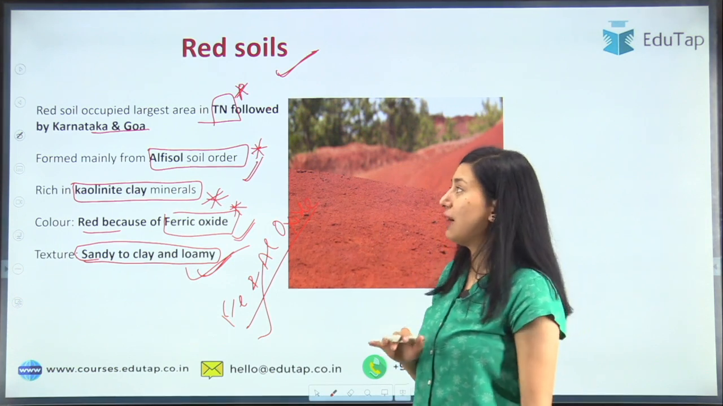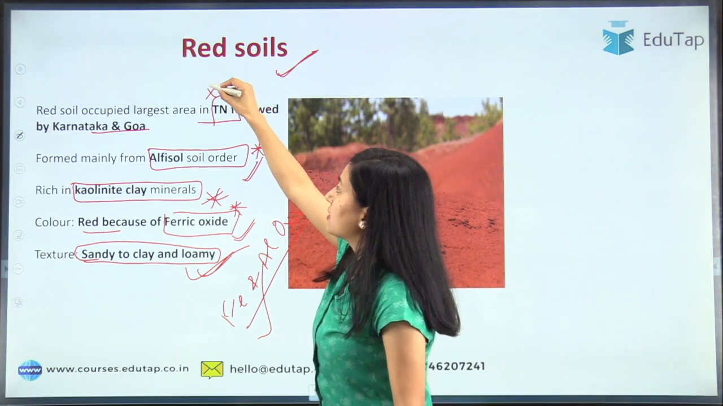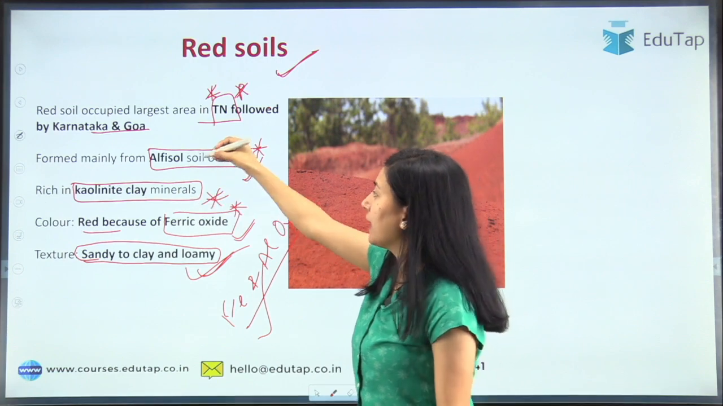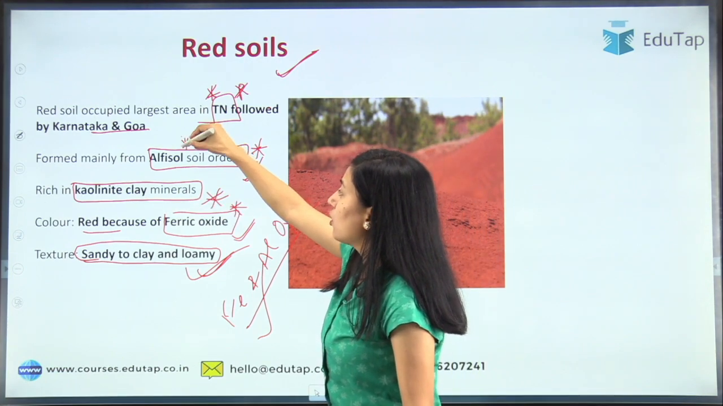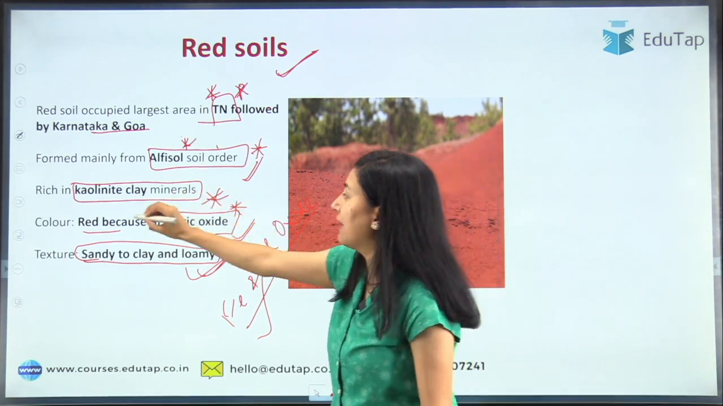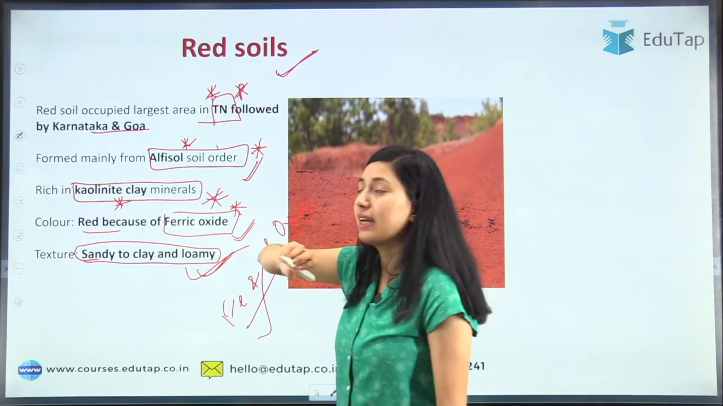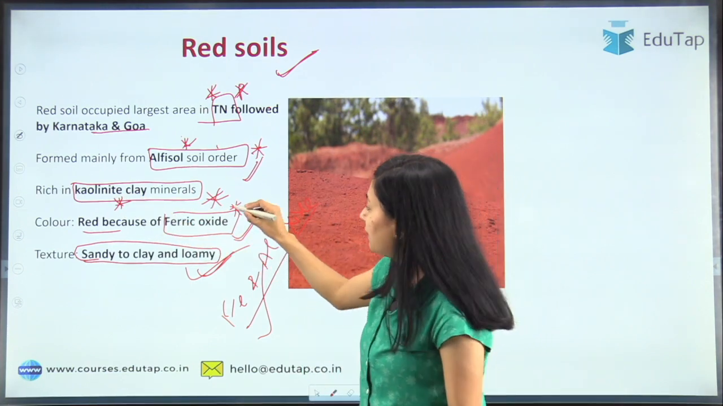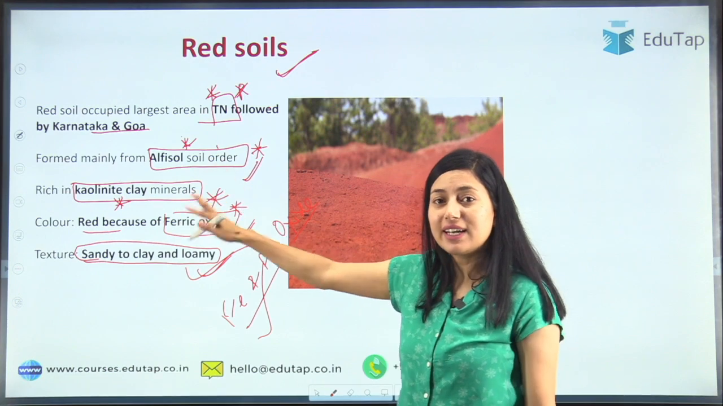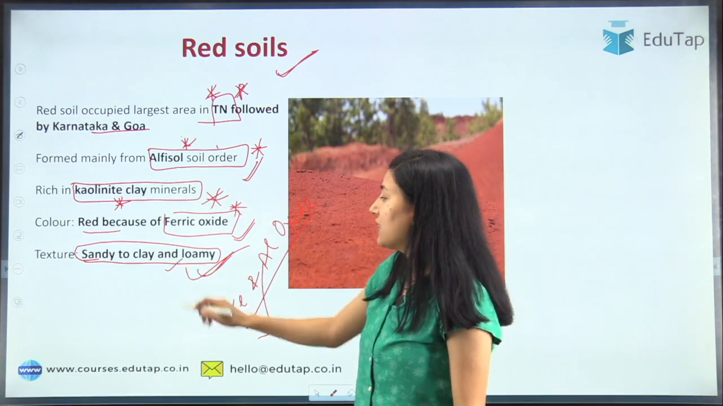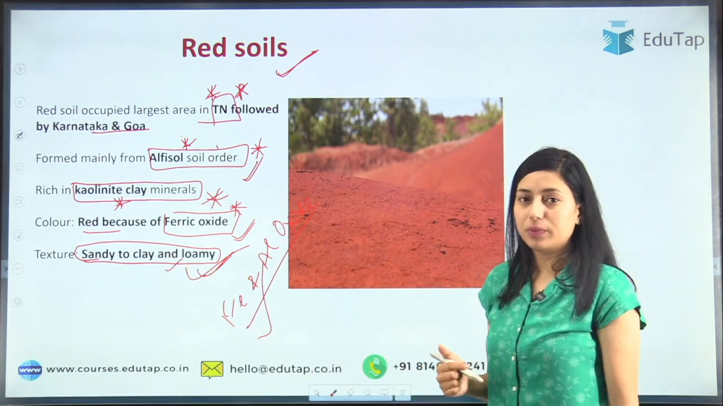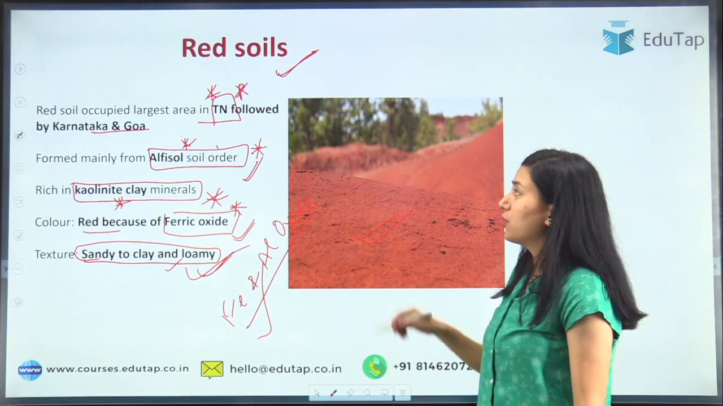Students, now here what you have to remember is that red soil is mostly found in Tamil Nadu. It is formed from Alfisol soil order, having kaolinite clay mineral, and ferric oxide is responsible for the red color of this red soil, and the texture is sandy to clay and loamy. Okay, so this was about your red soil.